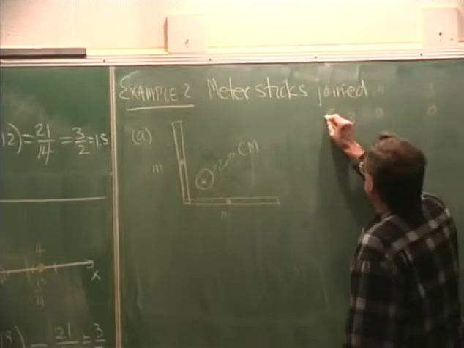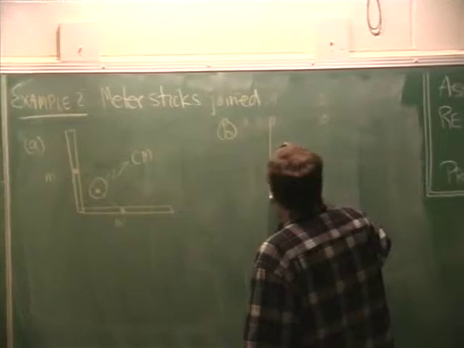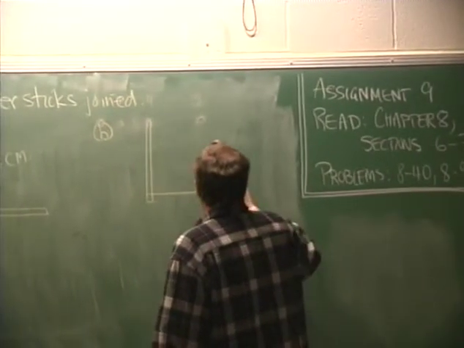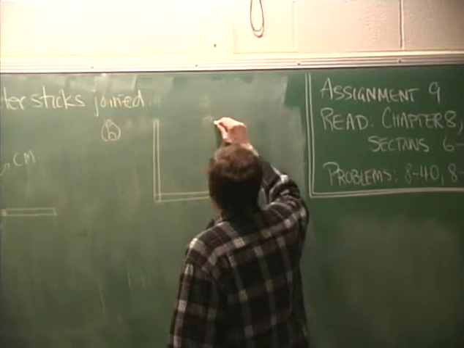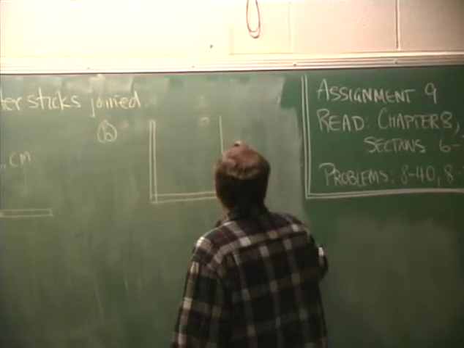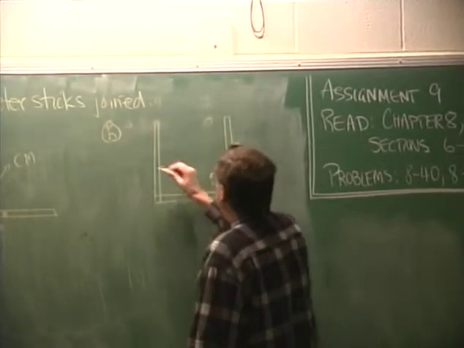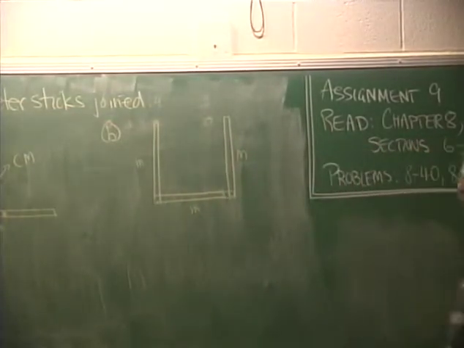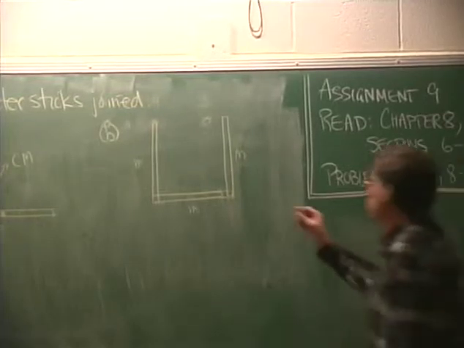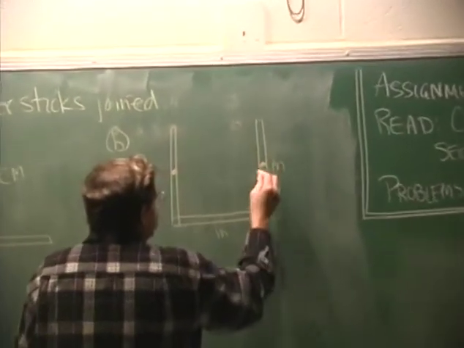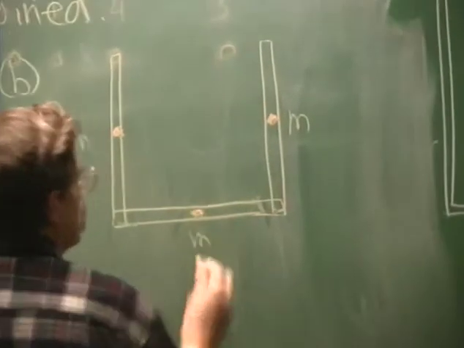But here's another example with meter sticks. Let's take 3 of them now. And there's one. And now I'm going to join the second one like that. And then put a third one of equal length. Here's M, M, and M, and I'd like to know what's the center of mass of that system. Well, that's perfectly equivalent to a single mass point here, and a mass point here, and a mass point down here.